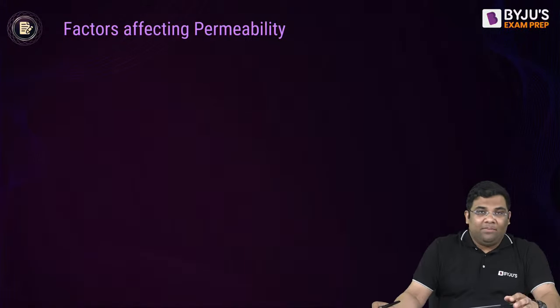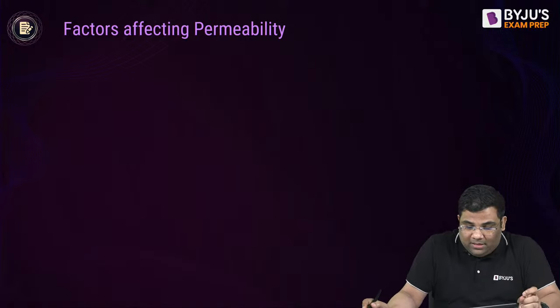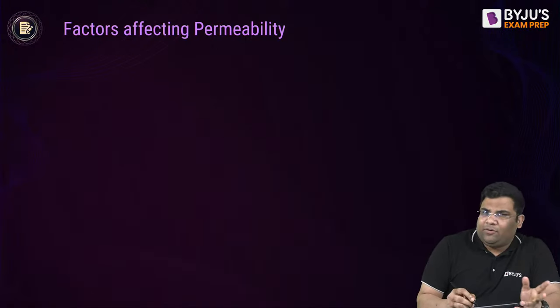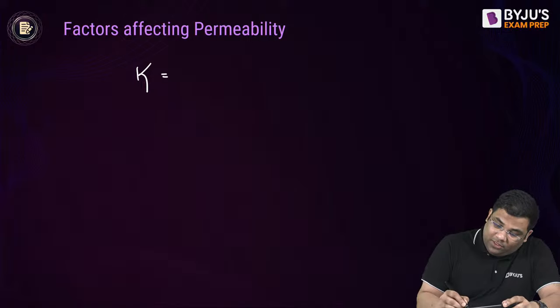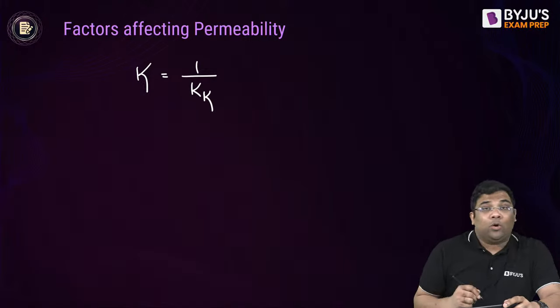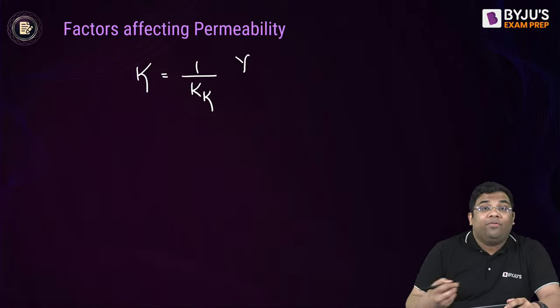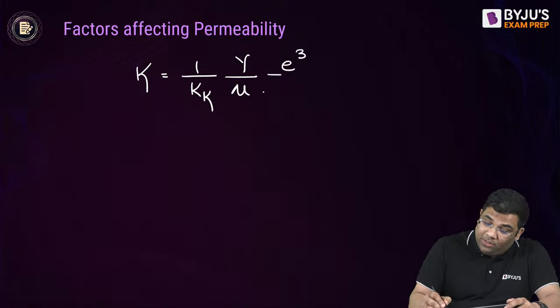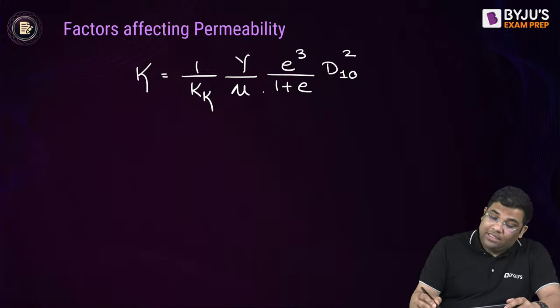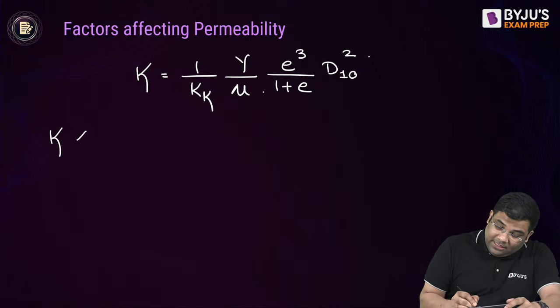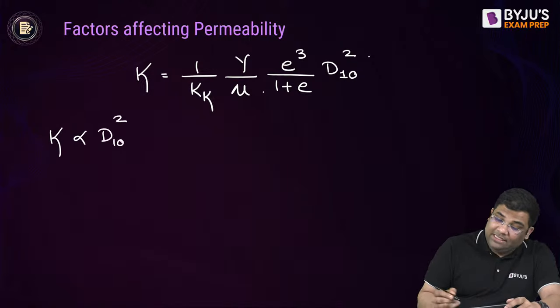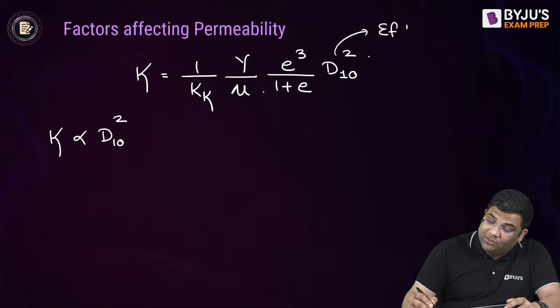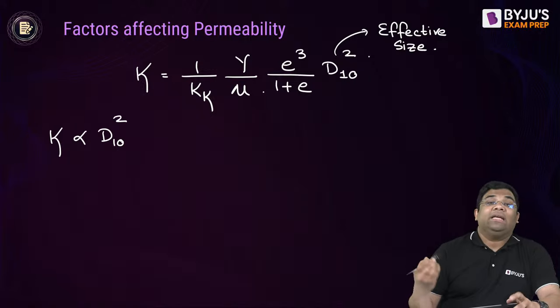Factors affecting permeability. In that we have the Kozeny-Carman equation, and what is that equation? The coefficient of permeability is equal to 1 by the Kozeny constant into gamma of the fluid flowing by your viscosity, then e cube by 1 plus e, this is the void ratio, then D10 squared. That means K is directly proportional to D10 squared. What is D10? It is the effective size, right? D10 is the effective size, or I can say size corresponding to 10% finer particles.